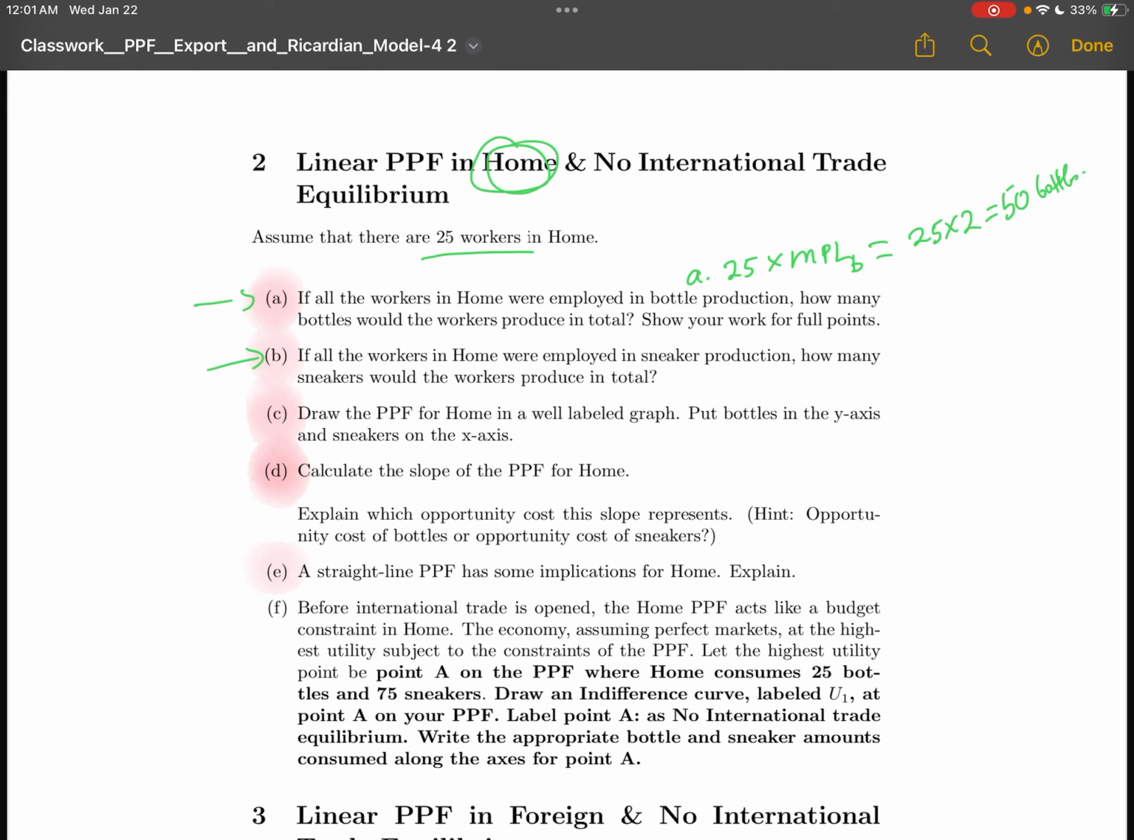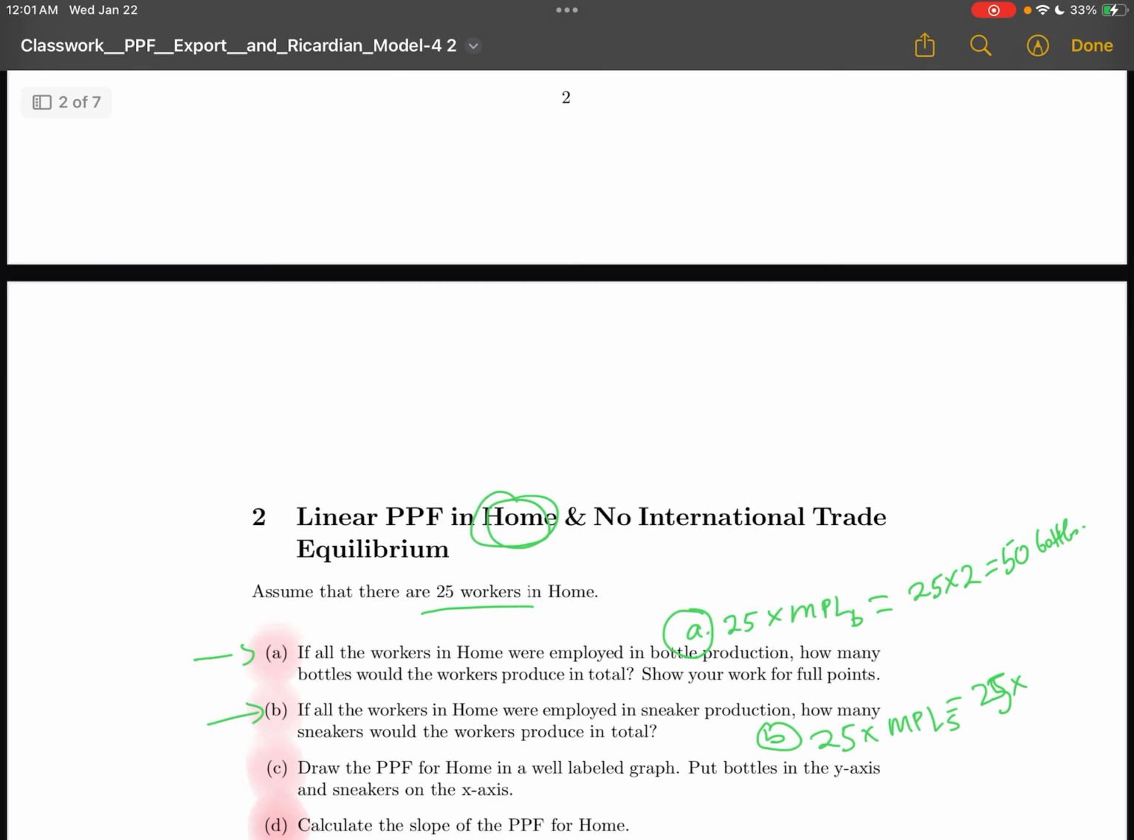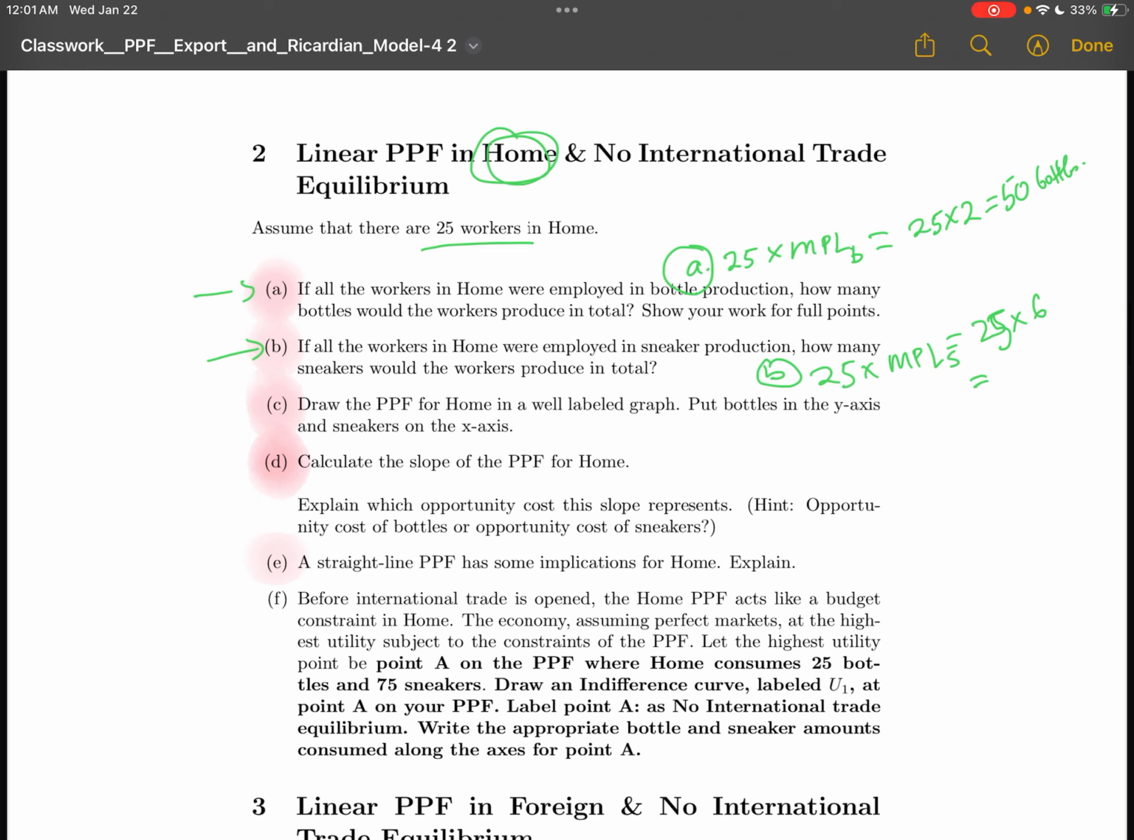Now in B, for sneakers, 25 workers times the marginal product of labor for sneakers will be equal to 25 times, let's go up here and find home sneakers, 6. 25 times 6, and that is 150. If my math is wrong, you should tell me later on.